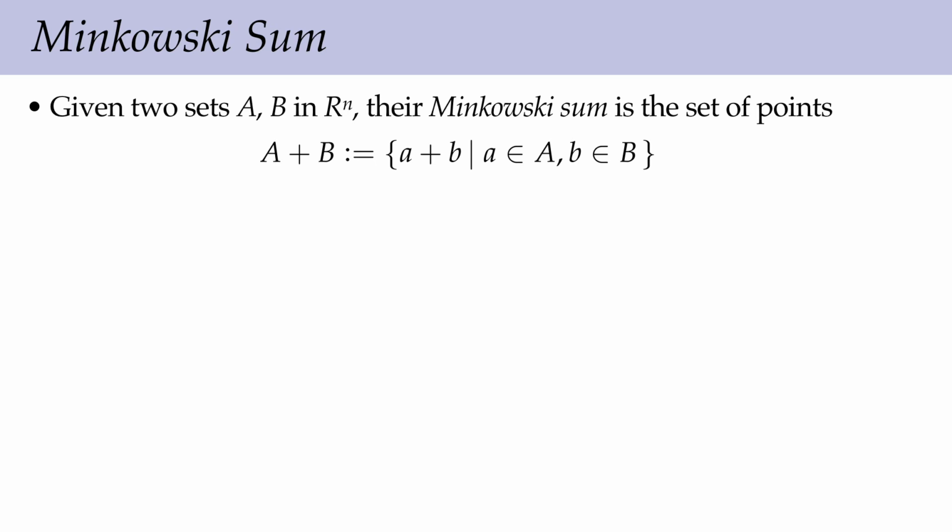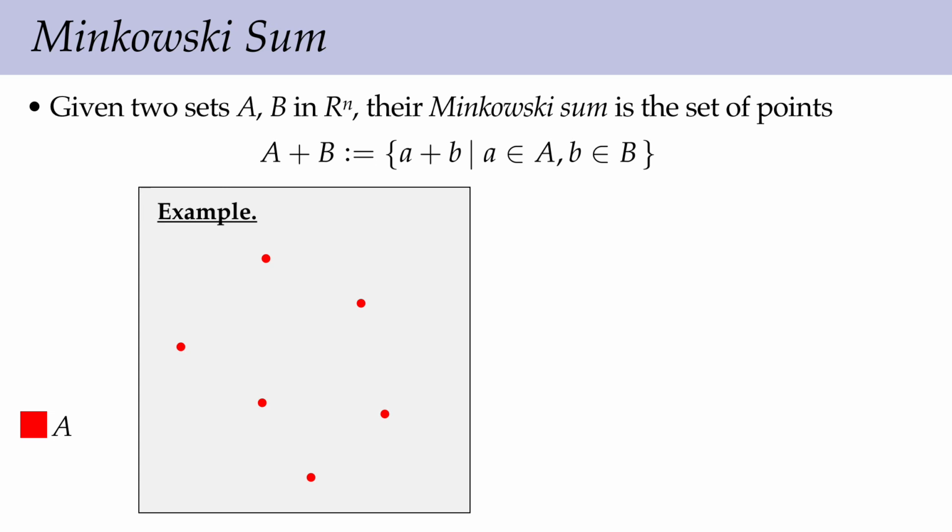Well, here are a couple examples. So let's say we start out with this set A, just 6 points in the plane. And let's say B is this blue set of 4 points in the plane. What is the Minkowski sum A plus B going to look like? Try to picture this in your head. Okay, it's going to look something like this. This green set. So around every point from A, we have a copy of B.